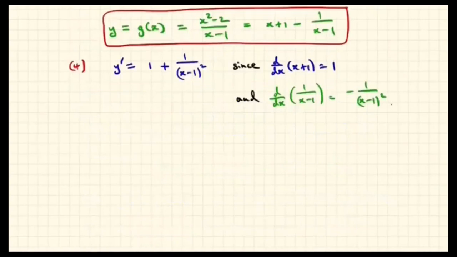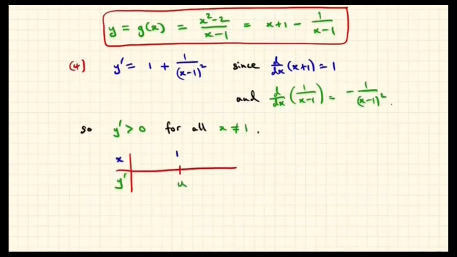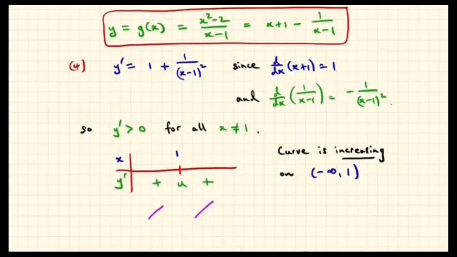The derivative of g(x) is 1 plus 1 over (x minus 1) squared. And this is positive for all x not equal to 1. The sign diagram will then be plus plus on either side of x equals 1, where the first derivative is undefined. So the curve is increasing for x less than 1 and increasing again for x greater than 1, so that there are no turning points.